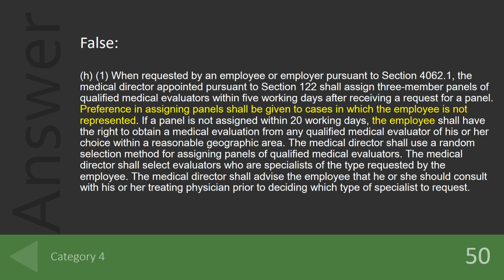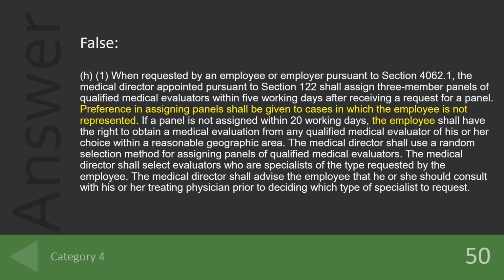And then finally, the employee has another benefit, and that is that the employee has the opportunity to consult with his or her primary treating physician prior to deciding which type of specialist to request. And if you are a primary treating physician, this is an important discussion to have with your patient who is pending a qualified medical evaluation. You have the opportunity to counsel your patient as to what type of specialist they are entitled to have perform their qualified medical evaluation. Okay?